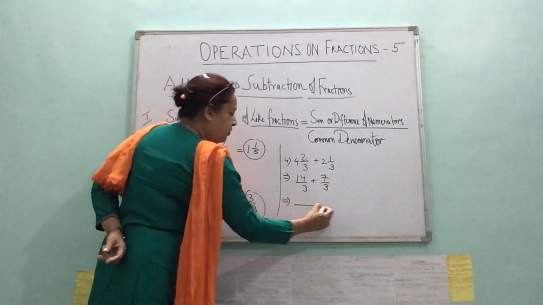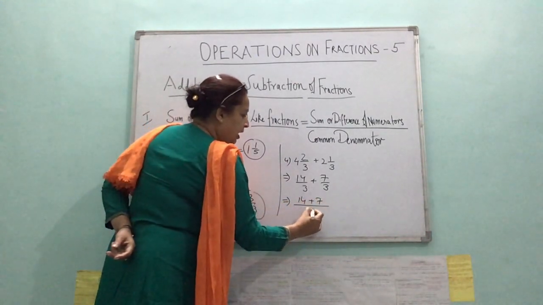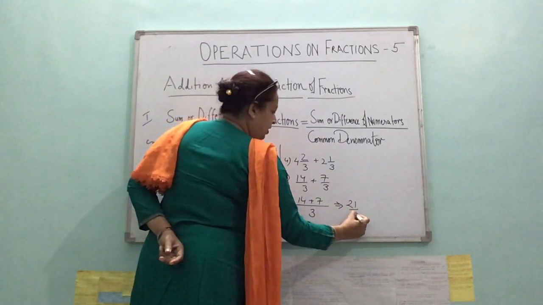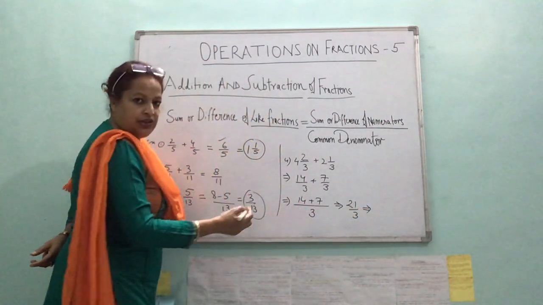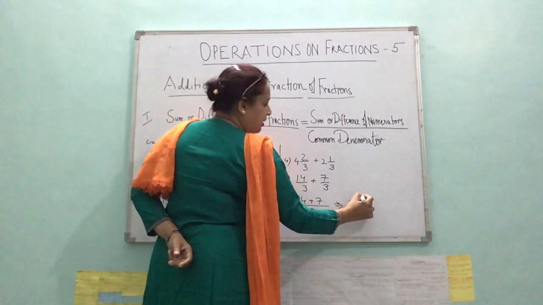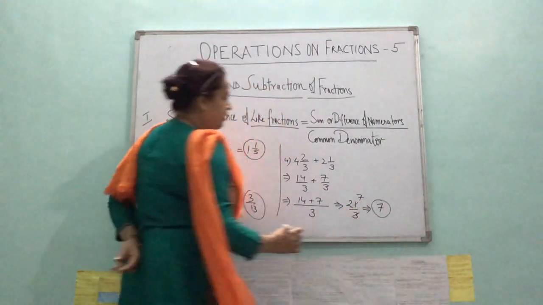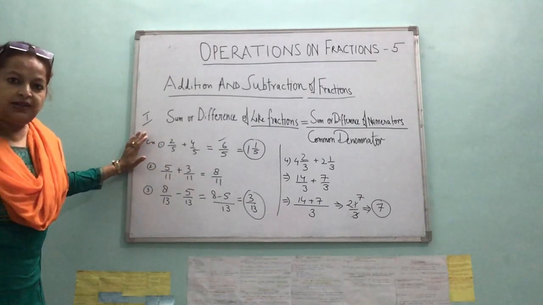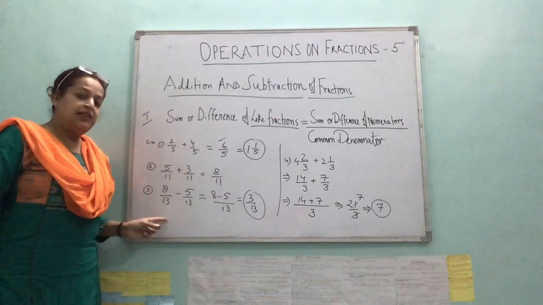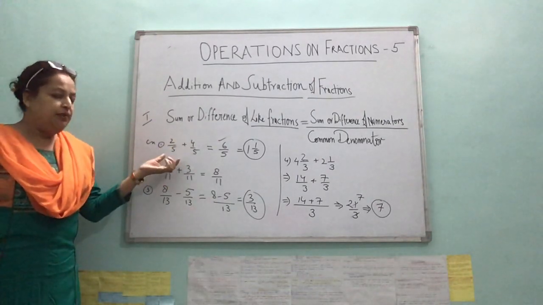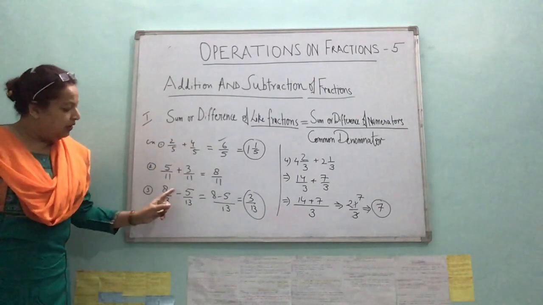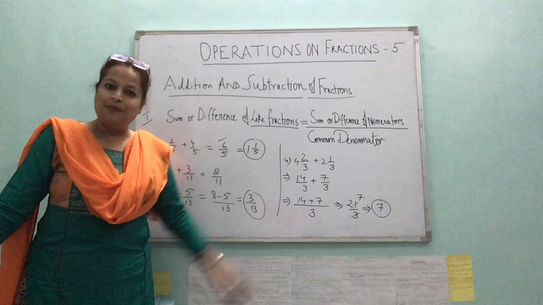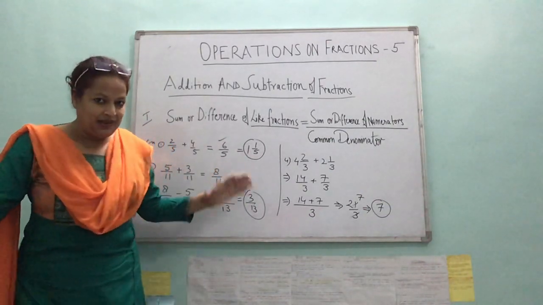Now we will just add the numerators 14 plus 7 and write the common denominator. So it is 21 by 3. Now this is reducible. 3 goes 7 times, so the final answer is 7. Alright, so whether it is a proper or improper fraction, if they are like fractions, that is the same denominator, we just add the numerators if we have to find the sum, or subtract the numerators if we have to find the difference, and write the common denominator. Any confusion, children? Easy, right?